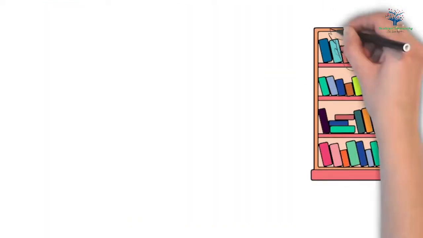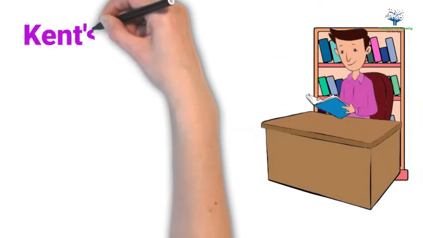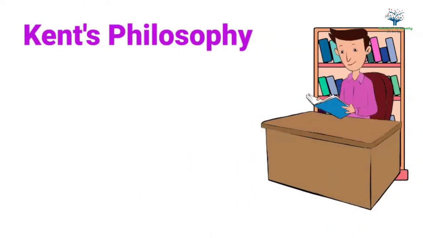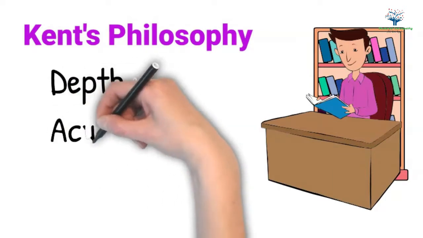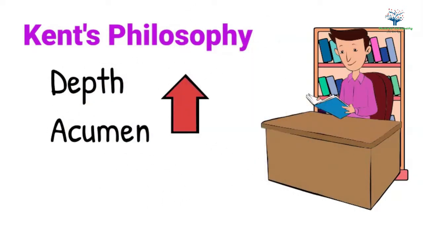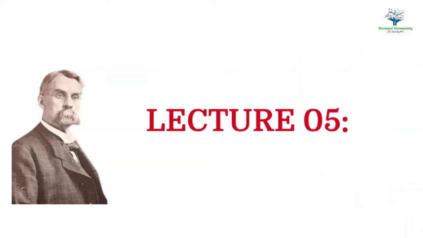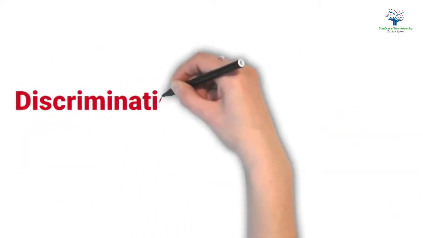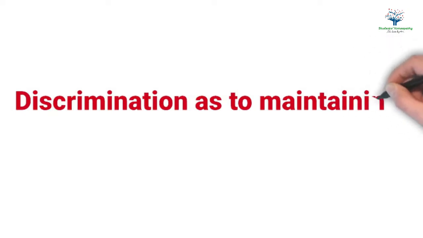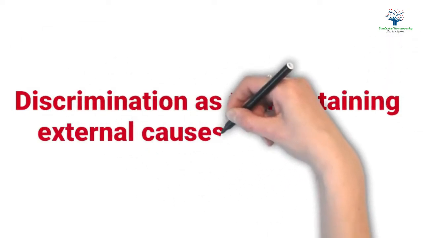Kent's philosophy is one of the important manuscripts of homeopathy. Understanding Kent's philosophy increases one's depth and acumen in homeopathy. In this video, we will discuss lecture 5 from Kent's philosophy. In this chapter, he has discussed discrimination as to maintaining external causes and surgical cases.